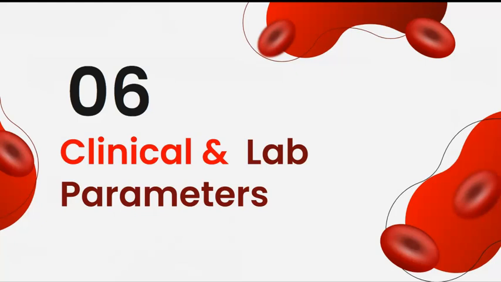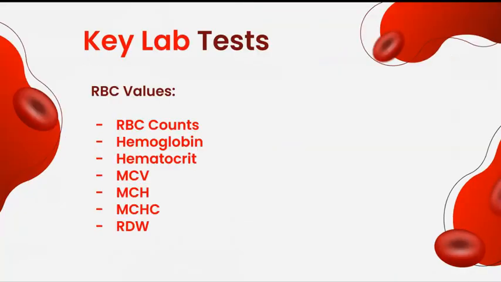Clinical correlates and lab parameters. In the clinic, we evaluate red blood cells' health with a complete blood count. This includes red blood cell counts, hemoglobin concentration, hematocrit, and red cell indices like MCV, MCH, MCHC, and RDW.